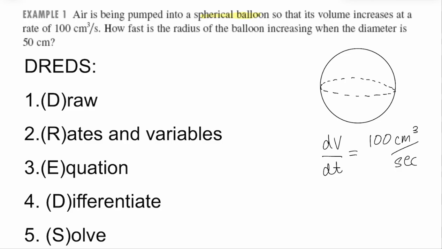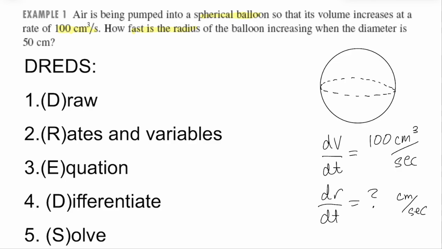So I'm going to call that dV/dt. I'm going to show both those things because it's very important to realize that we are going to have to differentiate these things with respect to time, okay? So now I've pulled that part out. And then it says, how fast is the radius of the balloon? We're going to stop. How fast is the radius? So we need to know dr/dt. So that would be centimeters per second.